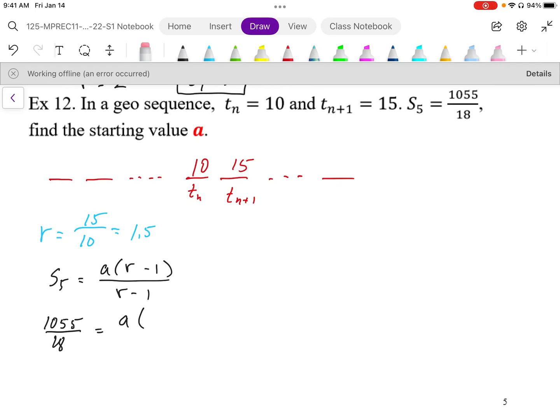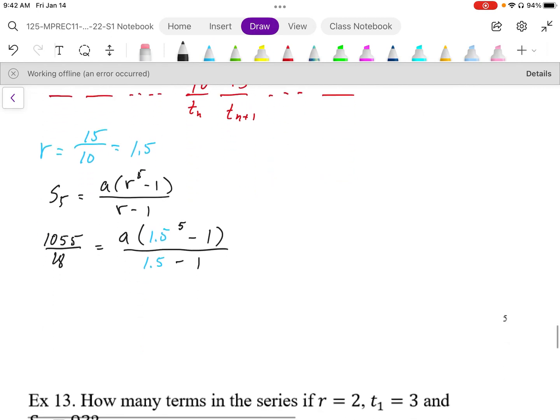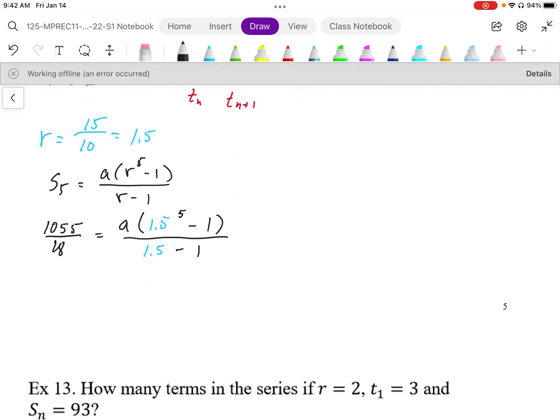So we know n is 5. We know r. R we've worked out to be 1.5, to the power 5 minus 1. And that's all going to be divided by the r value that we calculated, 1.5 minus 1. Okay, so solving this equation then, we end up with 1055 over 18.